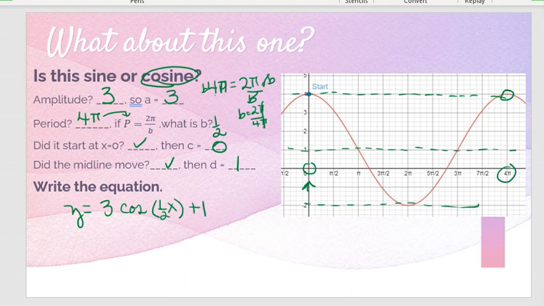And we're done. By the way, this could be written as 3 cosine. I want to tell you this in case you see it in Delta Math. It could be written as theta over 2 plus 1 or x over 2 plus 1. Just so you know, 1/2 x and x over 2 are the same thing. Okay? All right.